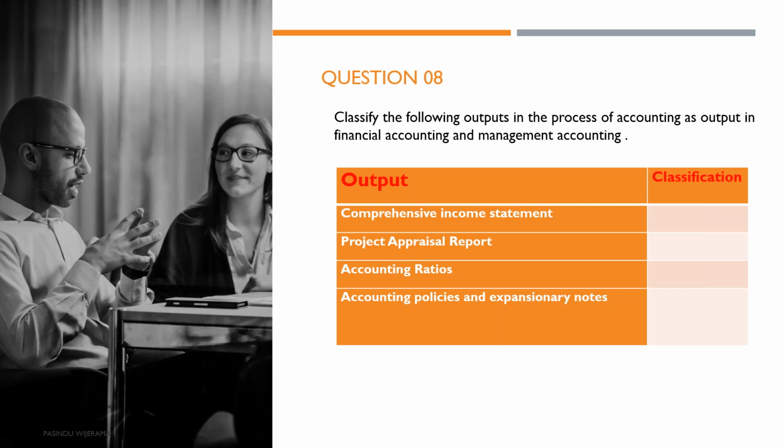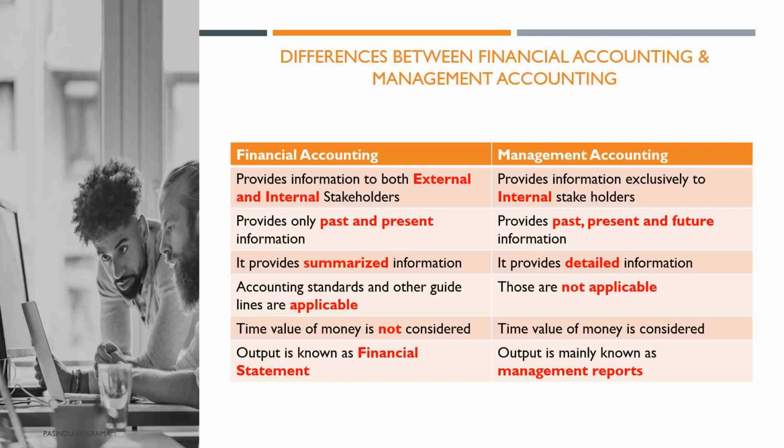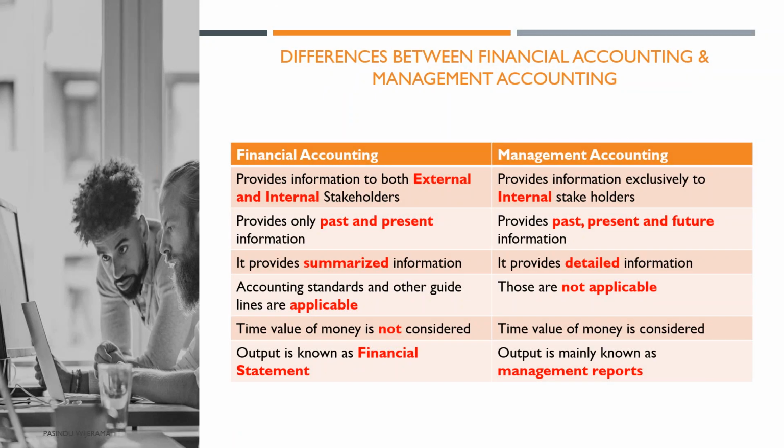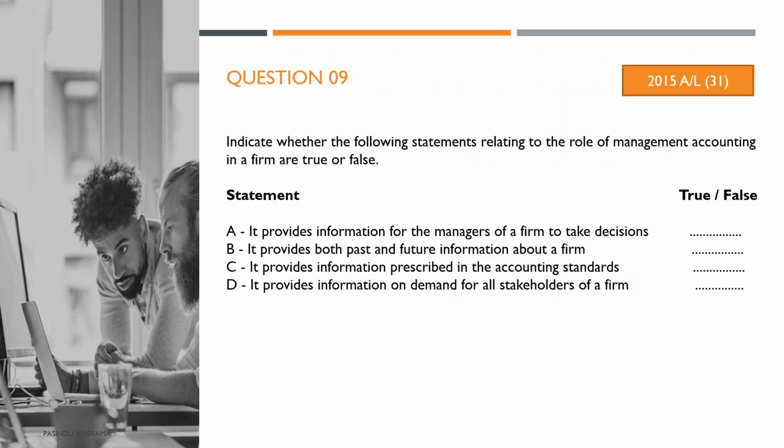So there are 5 general purpose financial statements: comprehensive income statement, statement of financial position, cash flow statement, statement of changes in equity. At last, what's the last one? Expansionary notes. Having the expansionary notes is also an output of financial accounting. Right. We need to talk about the differences between financial accounting and management accounting.